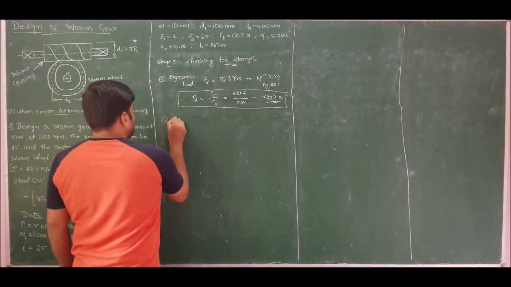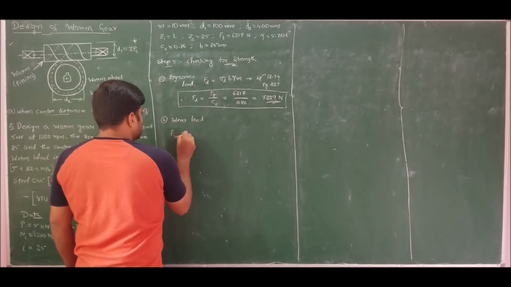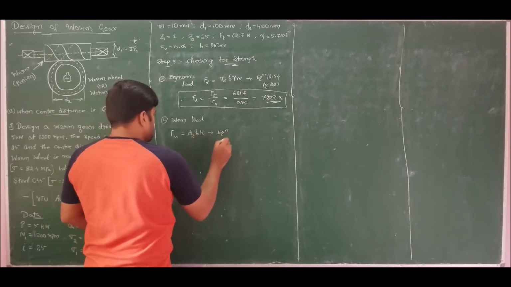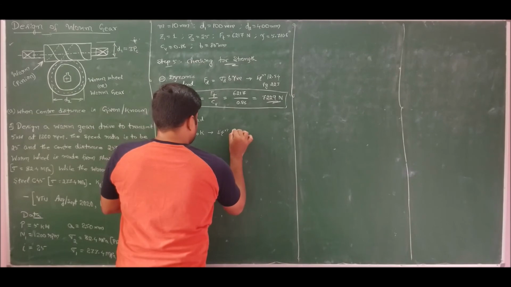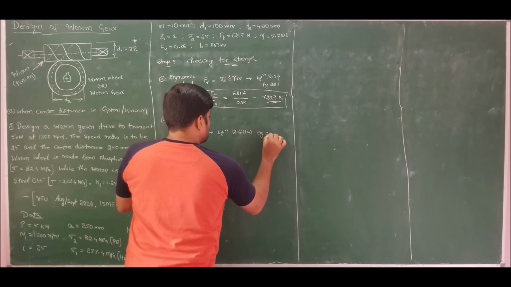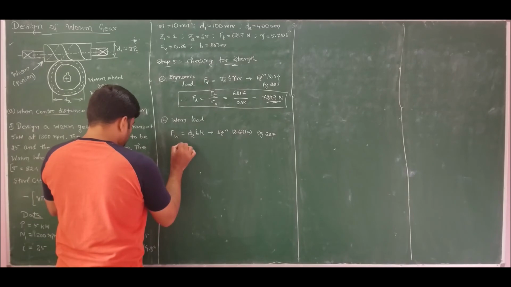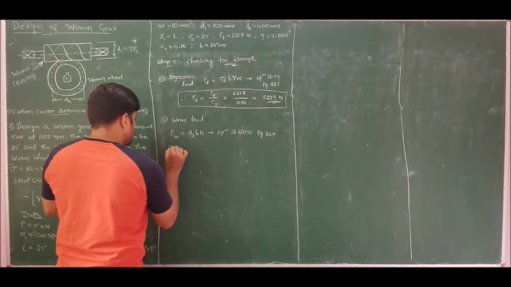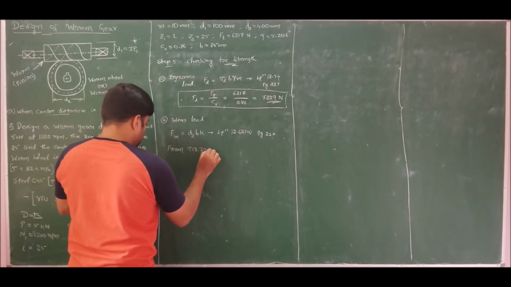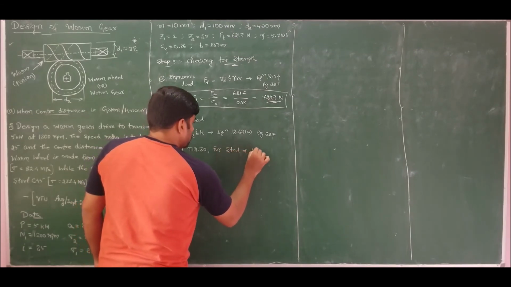Next, coming for wear load. Wear load Fw is equal to d2 bk. This is from equation 12.62a of page number 227. Where k is from table 12.30. From table 12.30 for steel and phosphorus bronze.